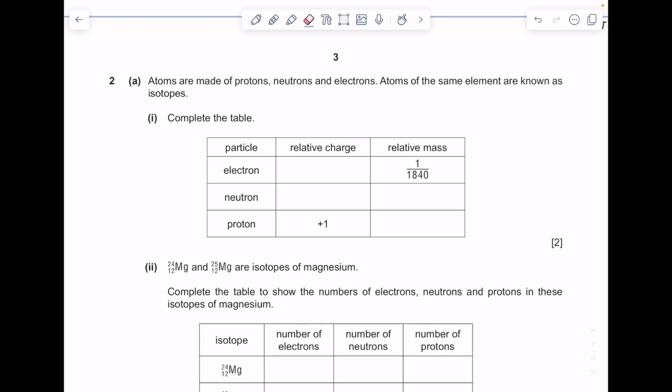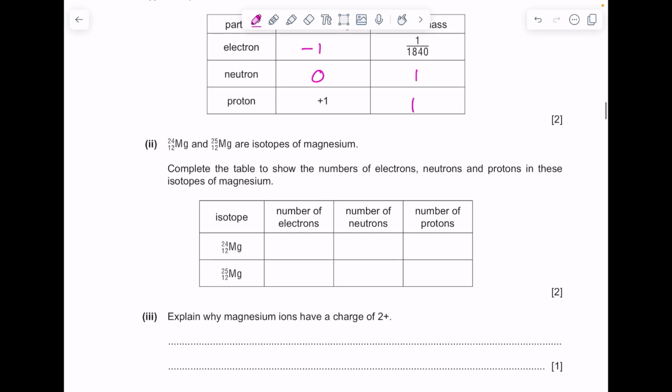Atoms are made of protons, neutrons, and electrons. Atoms of the same element are known as isotopes. Complete the table. Electron has a relative charge of -1. A neutron is neutral, so it would be 0. What about the mass? Well, a neutron and proton both have a mass of 1. 24 magnesium and 25 magnesium are isotopes of magnesium. Complete the table to show the number of electrons, neutrons, and protons in these isotopes.